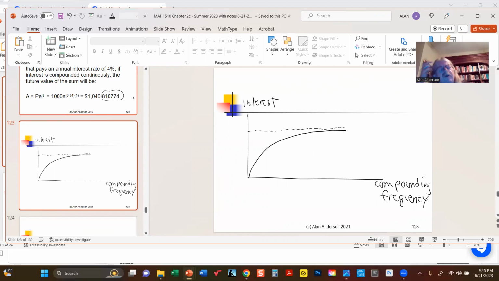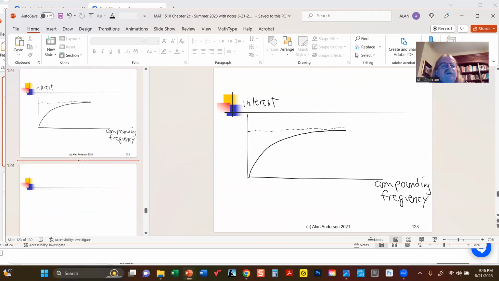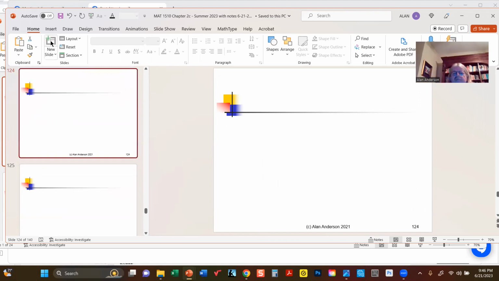So that's a real world example of exponential growth. If you were to turn around and draw another graph showing the balance in your bank account with continuous compounding, it's going to look something like this.